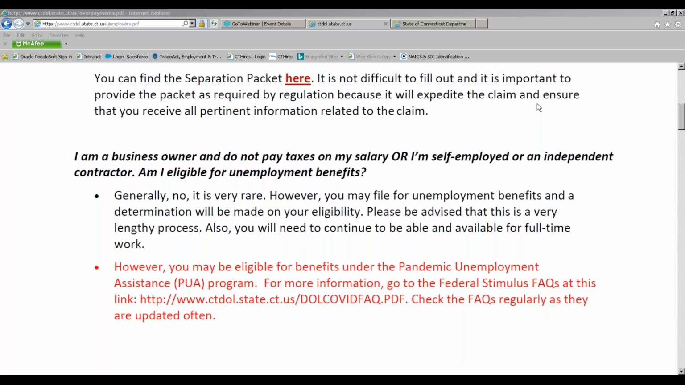Terry, where would I find that address for the merit rating? The notice of potential liability provides the address and the fax number. I can give you the fax number. You'd want to fax it to 860-263-6723.